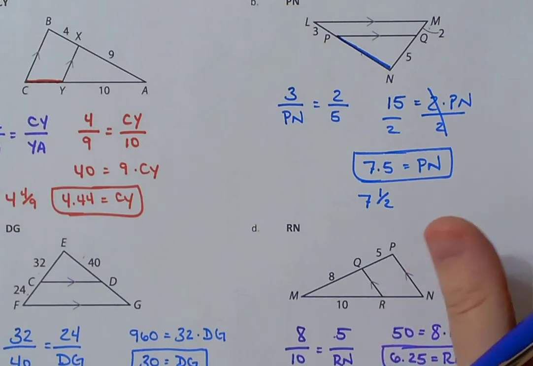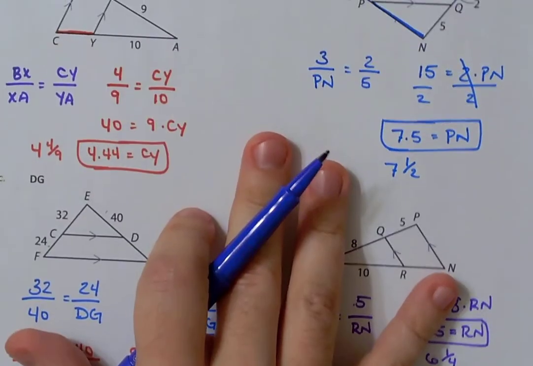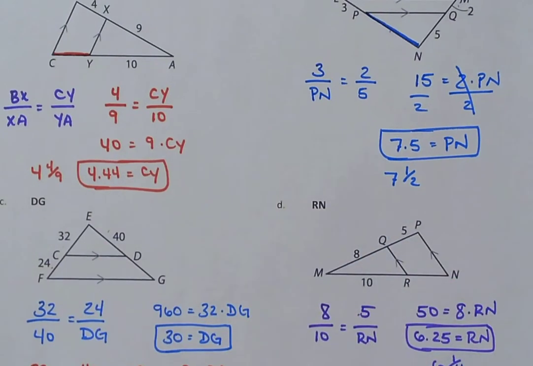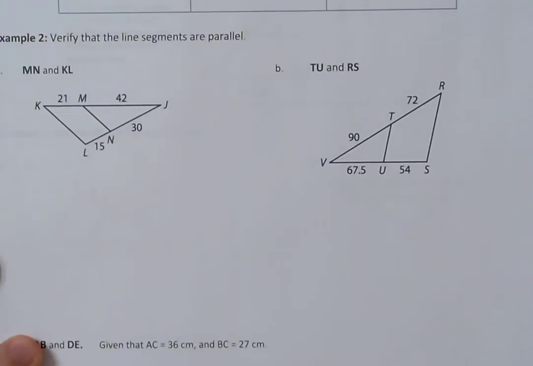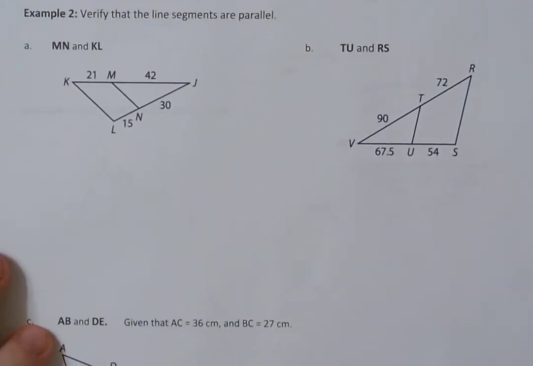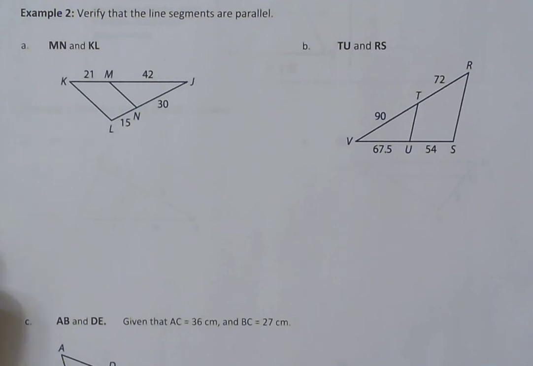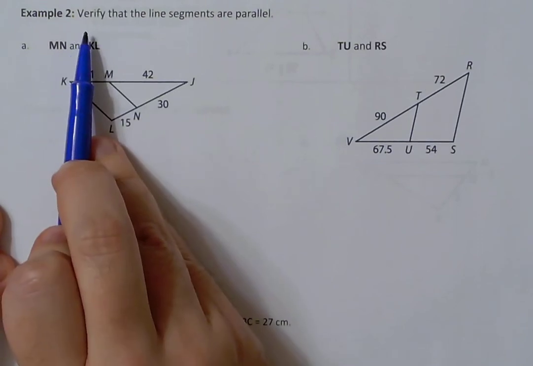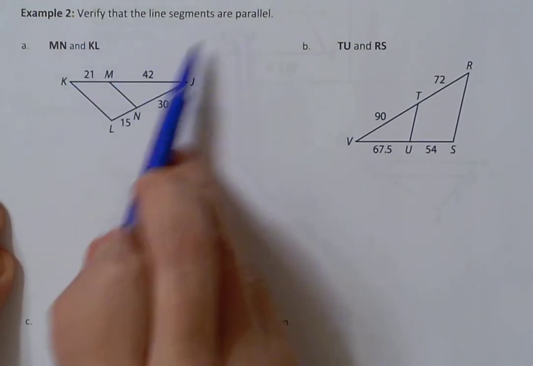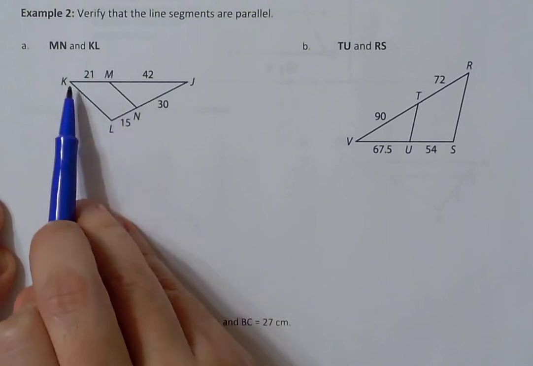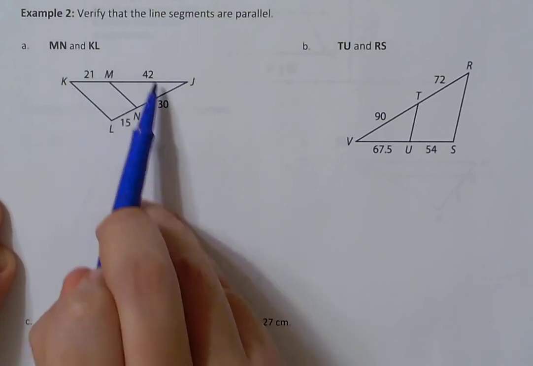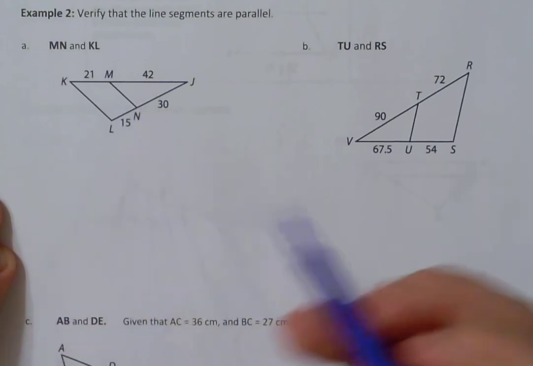So what we are going to do for example 2 is take the idea that we don't know that these two lines are parallel, so we can't use that, but we know all the measurements. We're going to determine if the sides are proportional, and if they are, then we know that the two lines are parallel. So, in example 2, part A, we need to verify that the line segments are parallel. We need to prove that MN is parallel to KL, so we're going to show that these two sides are proportional.